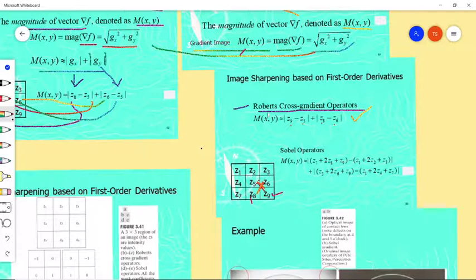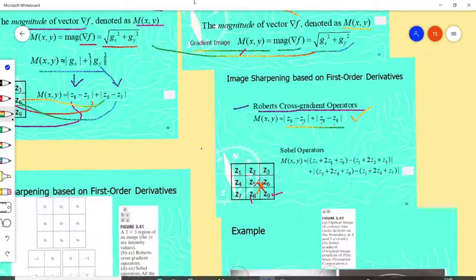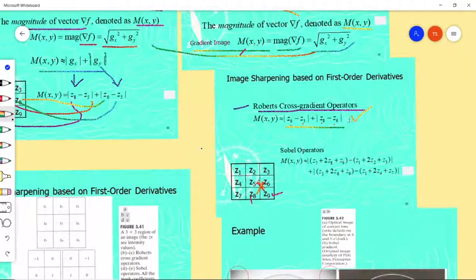Whenever you get the question on the Roberts cross gradient operator, you have to mention this expression. And to apply the Roberts cross gradient operator upon the image, use this expression within your code.